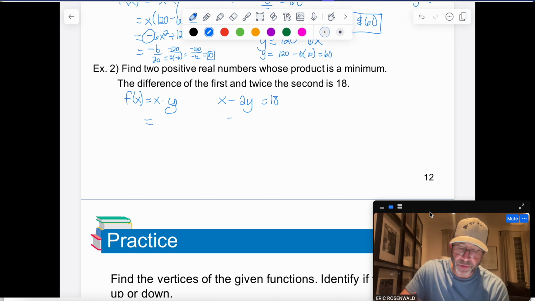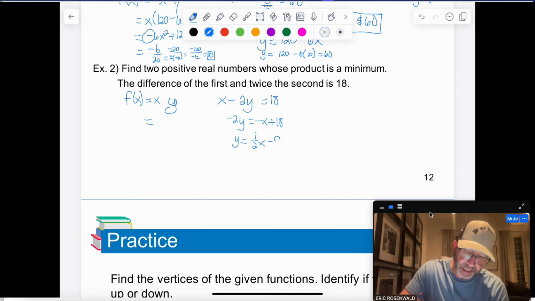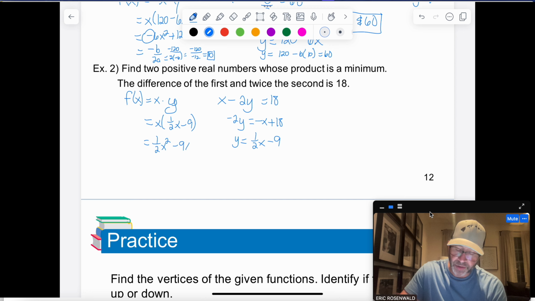We're going to move this over so it's negative 2y is equal to negative x plus 18. We end up with y is equal to 1/2 x minus 9, and we substitute this in. We're going to have 1/2 x minus 9, which means we're going to have 1/2 x squared minus 9x.